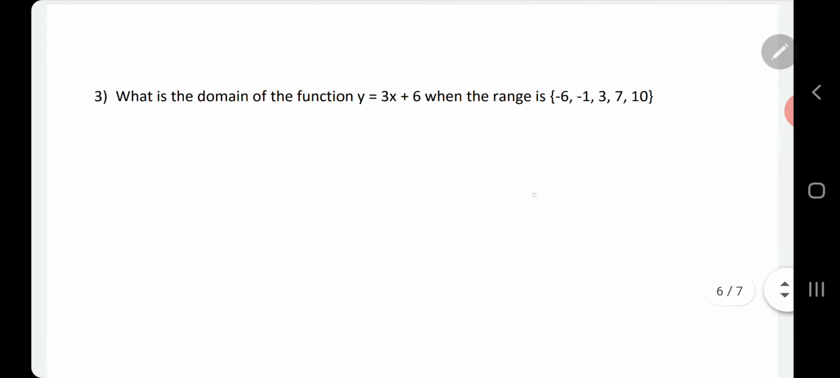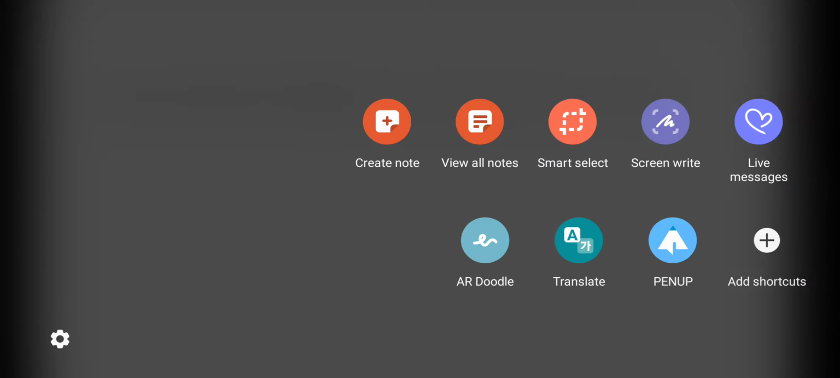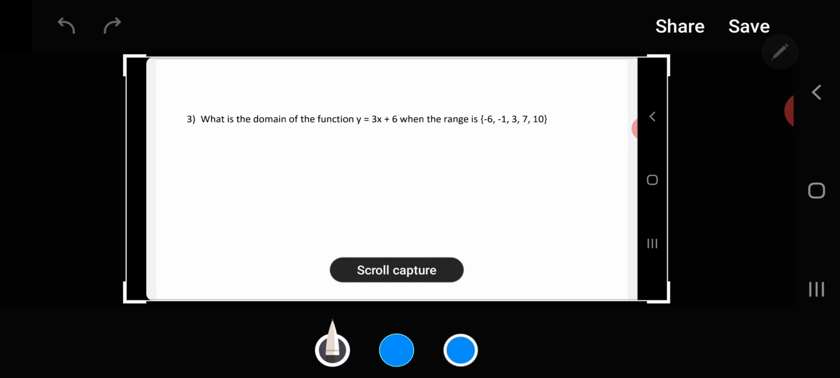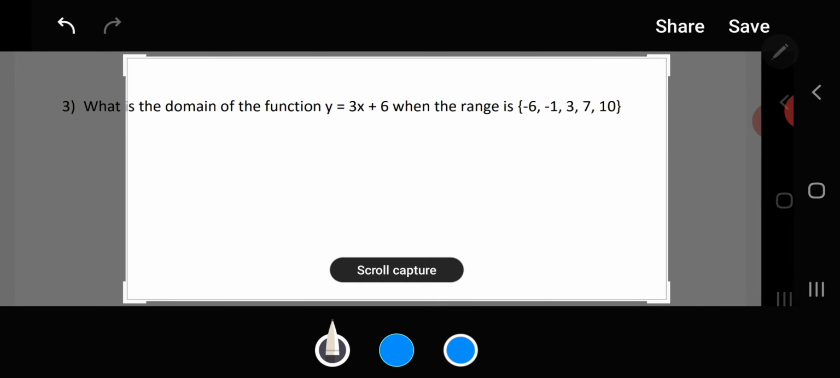Okay, let's look at the next one. This time it's asking, what is the domain of the function y equals 3x plus 6 when the range is negative 6, negative 1, 3, 7, and 10? So now we're looking for the domain given the range. We can plug in our range values for that y value and solve for x. I'll show you one way that some students like to go, and then I'll go my route that I usually go.